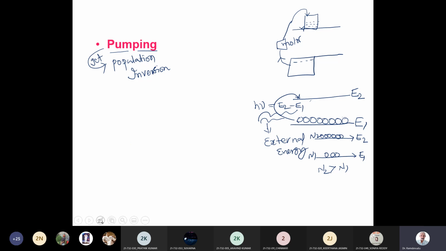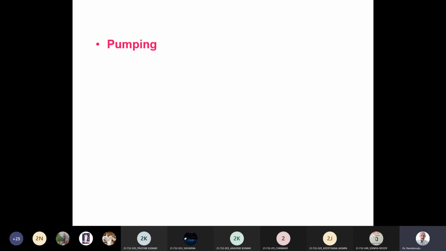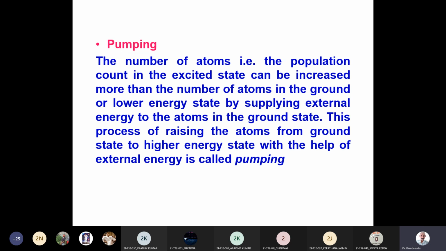Pumping is the process of raising the number of atoms from the ground state to a higher state with the help of external energy. So the number of atoms, that is the population count in the excited state, can be increased to be more than the number of atoms in the ground state by supplying external energy. This process of raising atoms from the ground state to a higher energy level we call the pumping process.